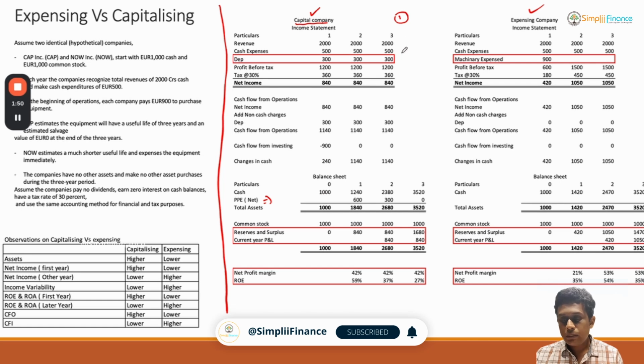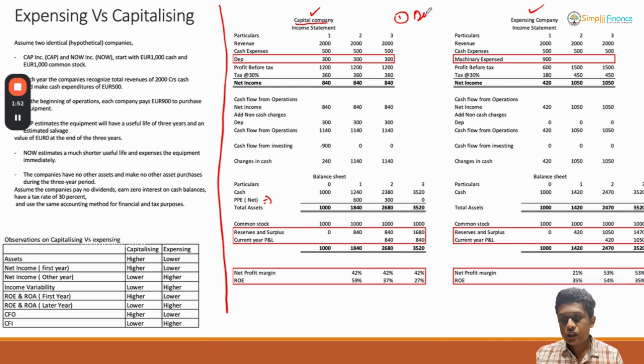So the income statement will show depreciation for each year for the capitalizing company, assuming that the tables are for 900 rupees and it's been depreciated for 3 years. The depreciation will be 300 per year for the next 3 years. So what happens is the income statement has a smoothing effect. Every year the income statement shows the same net profit for the next 3 years.